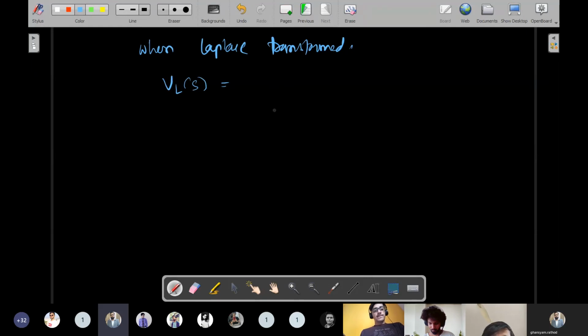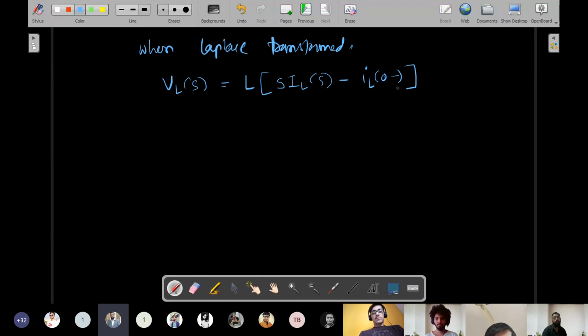When we do the Laplace transform, this VL of S, the Laplace transformation of the VL of t equation, can be written as this equation I have already shown you. We have already gone through this equation.